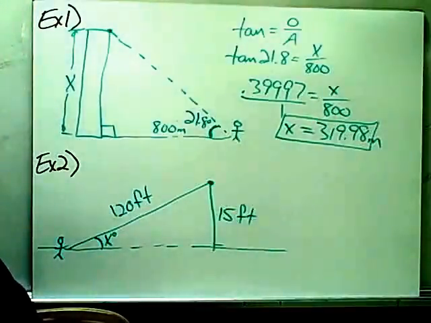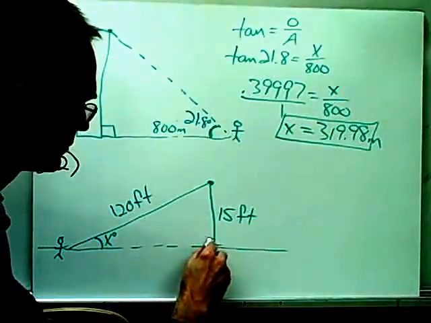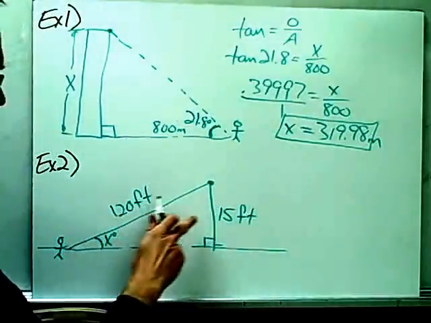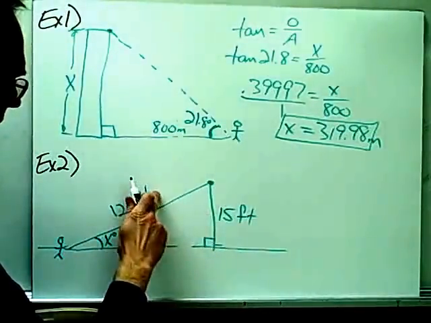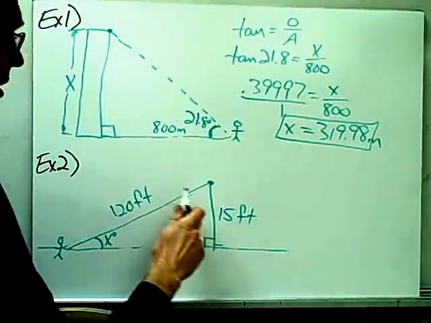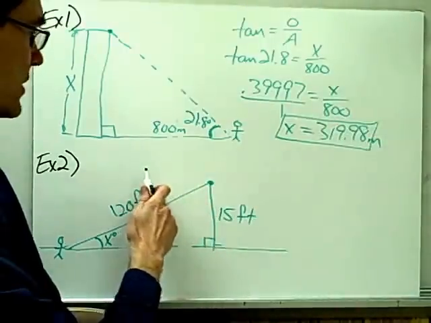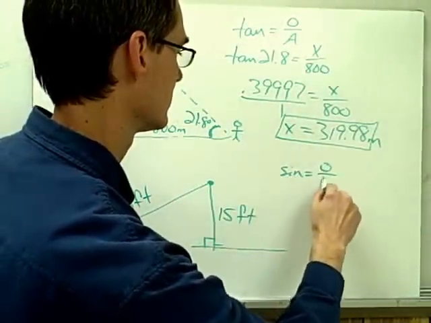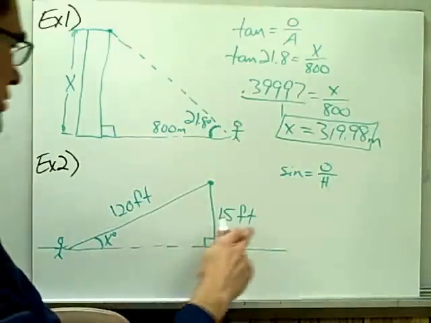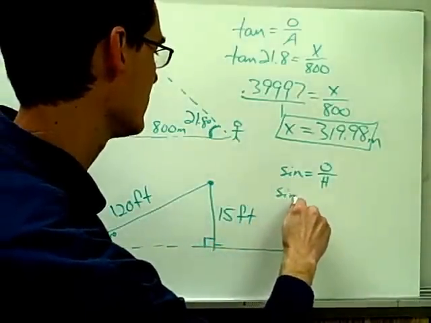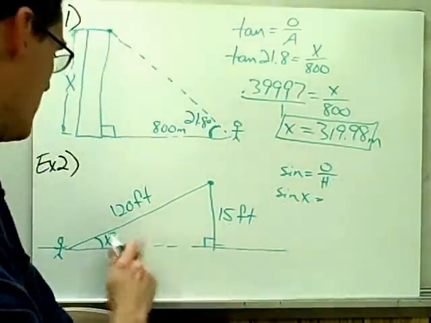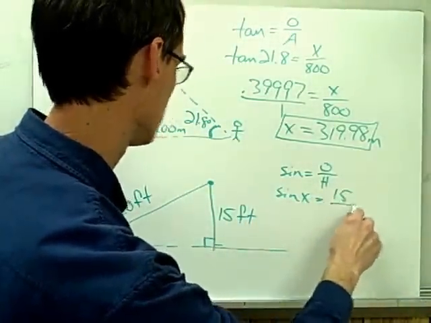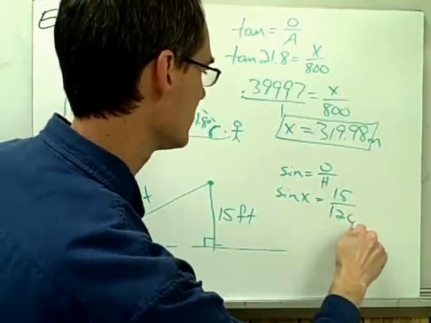All right, so again, I have a right triangle. I've got an angle. I know the opposite side. I know the hypotenuse. So I want the trig ratio for opposite over hypotenuse. That is sine. I fill in my information. Sine of what angle? Angle is x. Opposite is 15. Hypotenuse is 120.